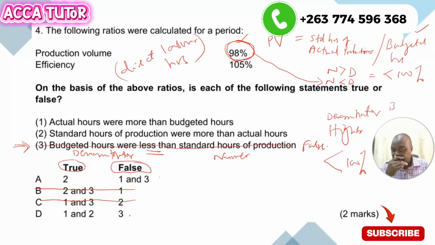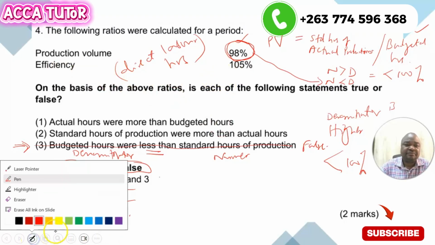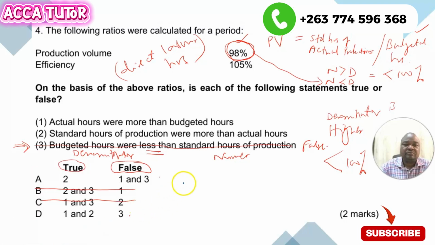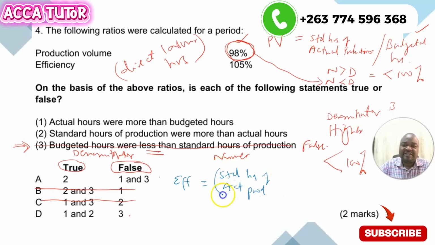You then have to work out again the formula for the efficiency ratio. So efficiency is given by standard hours of actual production divided by the actual hours worked.